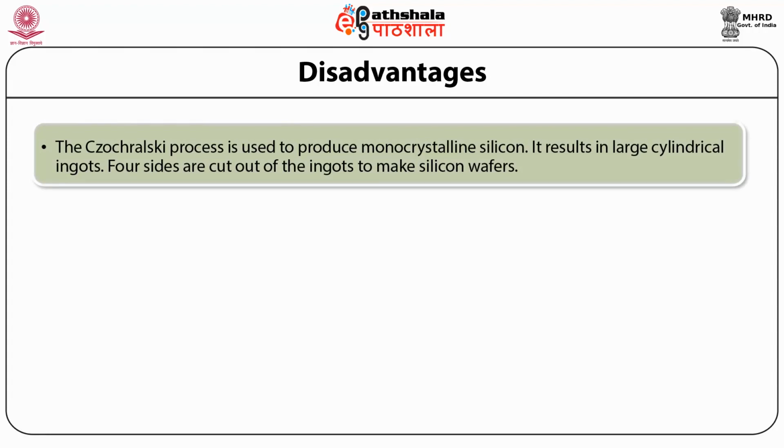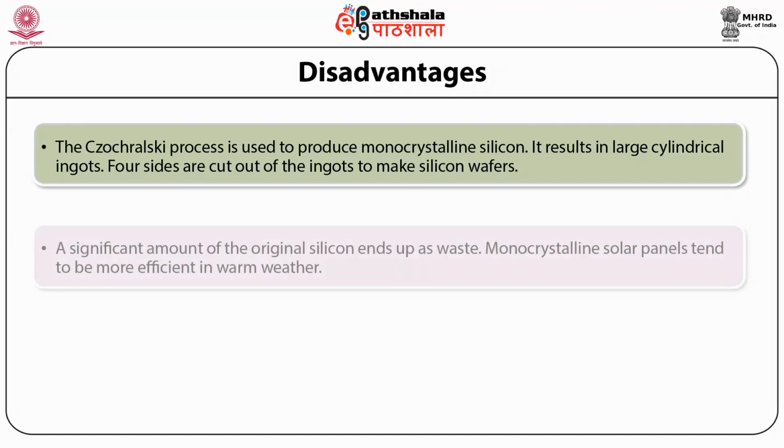The next disadvantage is that the Czochralski process is used to produce monocrystalline silicon. It results in large cylindrical ingots. Four sides are cut out of the ingots to make silicon wafers. So a significant amount of the original silicon ends up as waste.